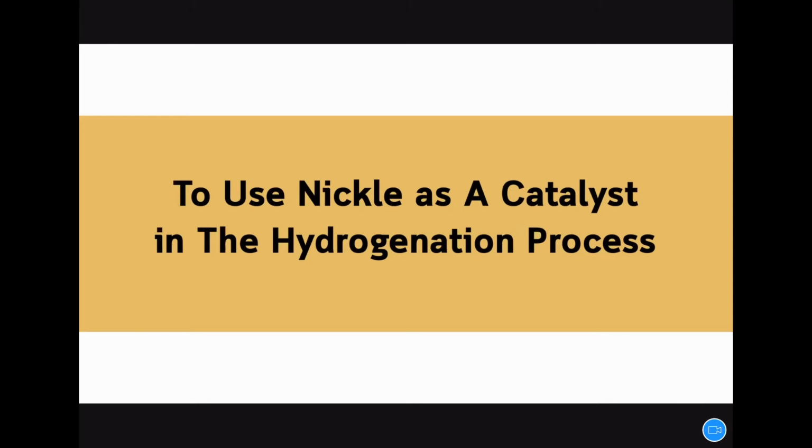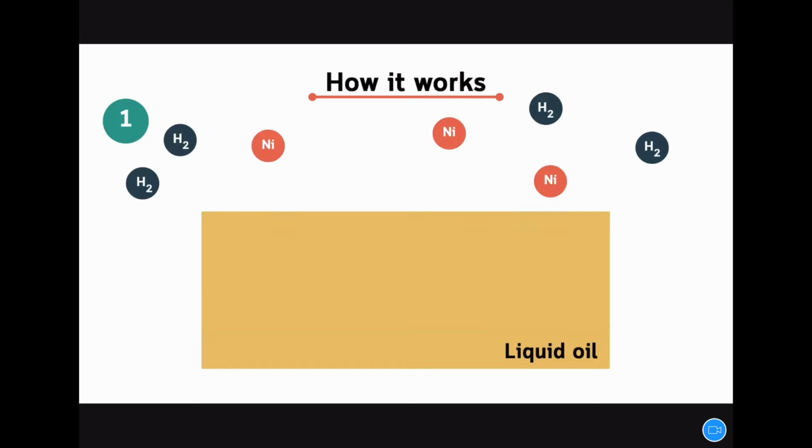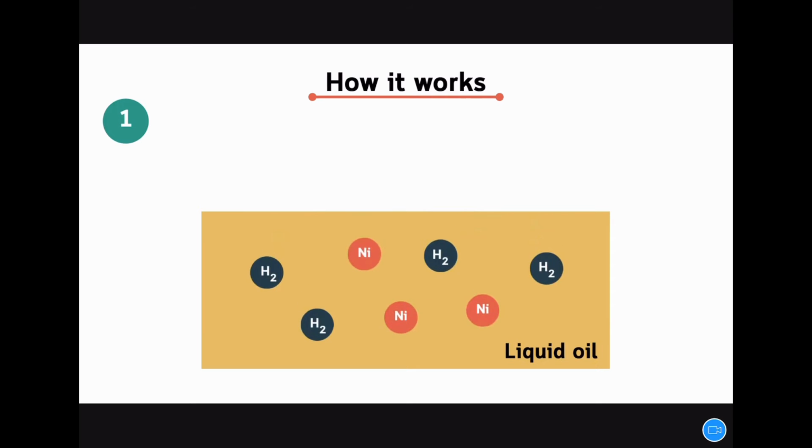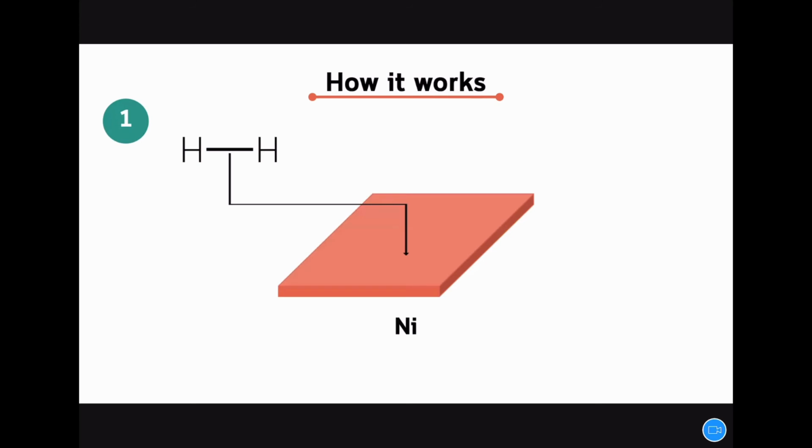Next, we will talk about the most important part, how nickel can be applied as a catalyst in the hydrogenation process. Firstly, we will disperse both hydrogen gas and pieces of nickel in liquid oil. Let's look closely at the nickel surface. Nickel will absorb hydrogen gas onto its surface and break down the bonds of hydrogen gas. After that, it will form new bonds between nickel and hydrogen atoms.